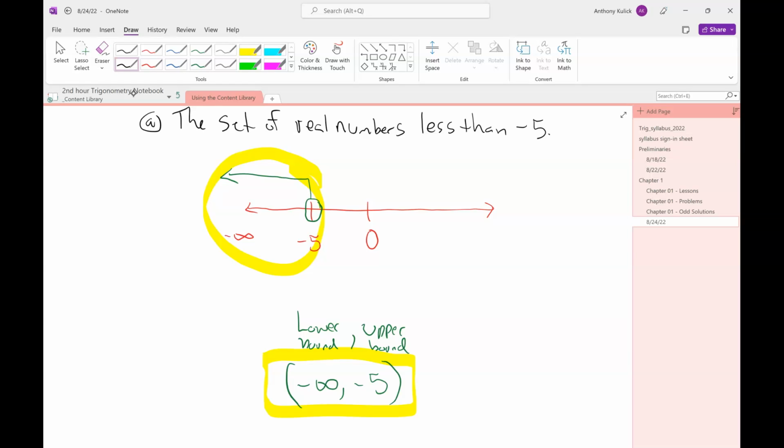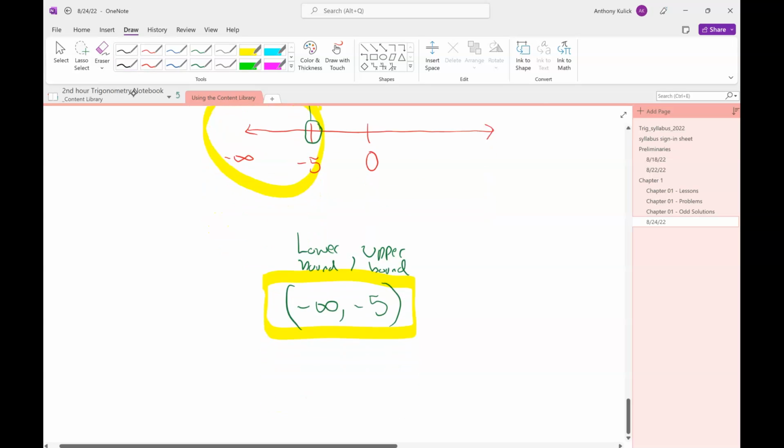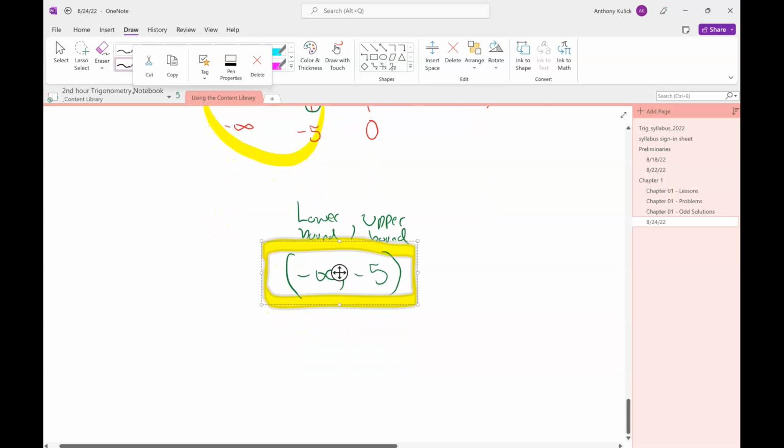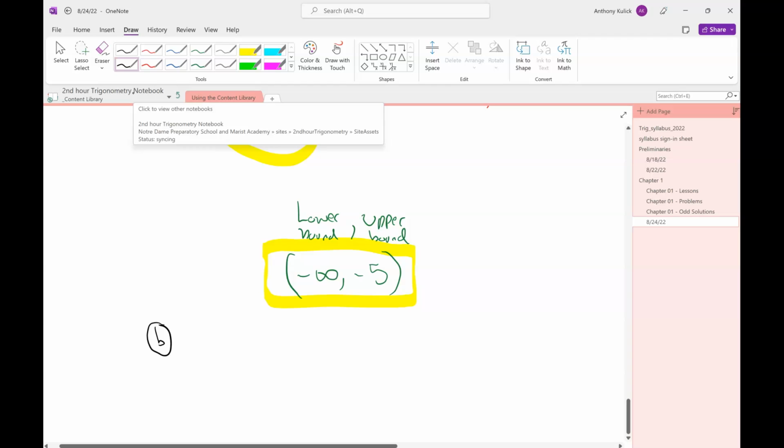So every time there's like an infinity, it's never a bracket. It's a parenthesis. Correct. Yes. Infinities, whether it's positive infinity or negative infinity, will always get a parenthesis.